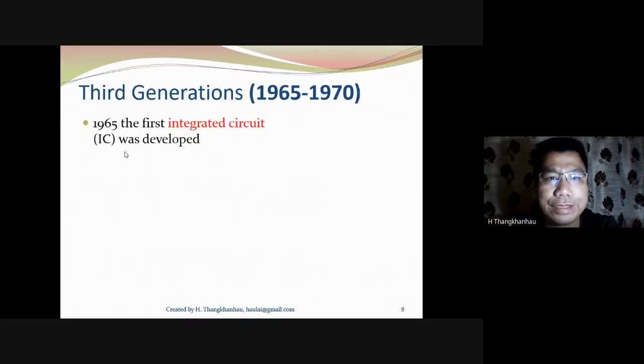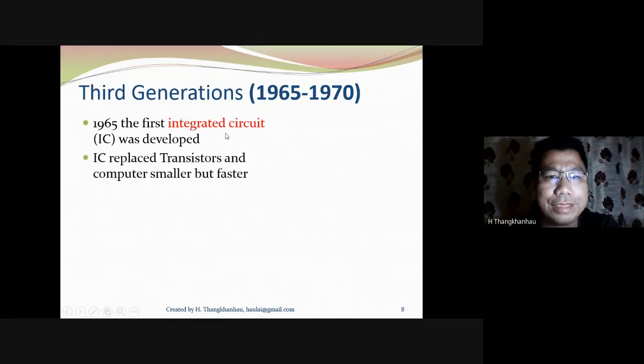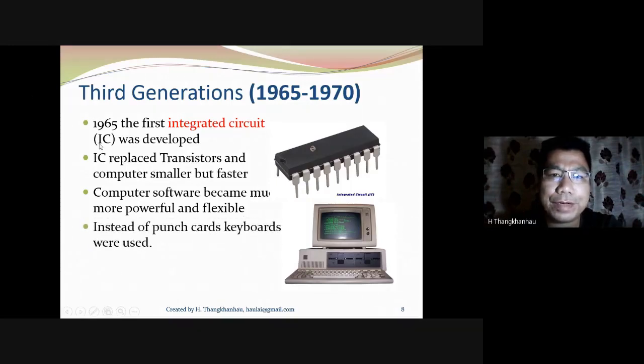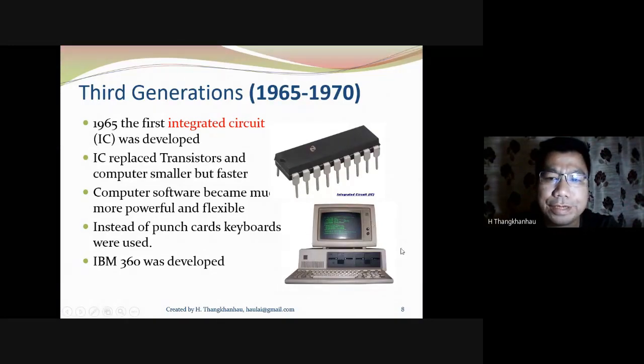And the third generation, in 1965, IC was developed, and IC replaced transistors, and computers became smaller and smaller, but faster and faster also. And it is capable of doing much more than the previous generations. Only in this third generation, keyboards were used. Before that, punch cards were used as the input device. And IBM 360 was one of the computers which was developed during this period. And the picture is IBM 360.